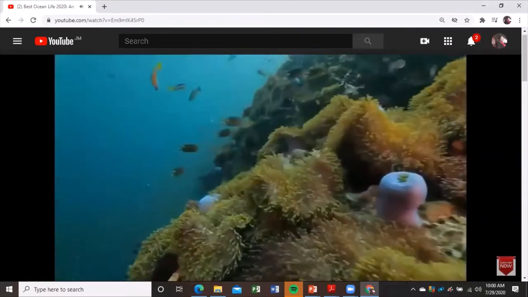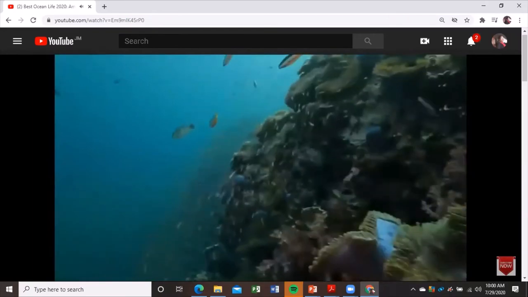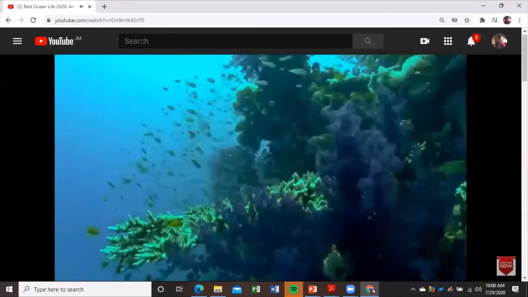Millions of different inhabitants live in these cities, a universe with coral palaces and soaring towers.